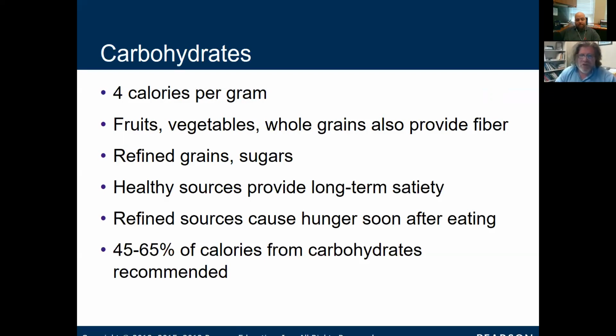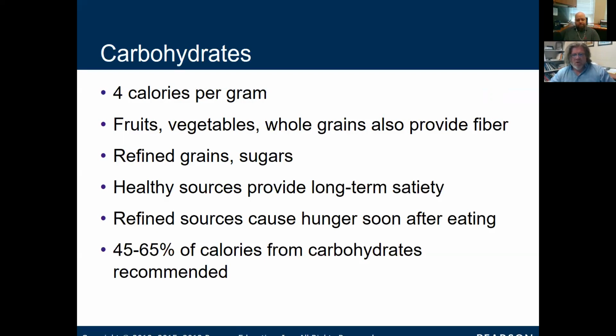So these refined grains and sugars are very high in carbohydrates. They tend not to be very high in nutrients. It's pretty much what they call empty calories. Empty calories is the word that gets thrown around. It doesn't really fill you up or keep you full that long.